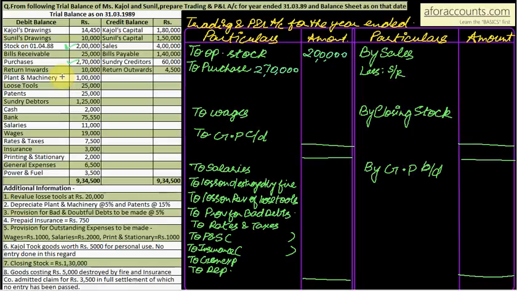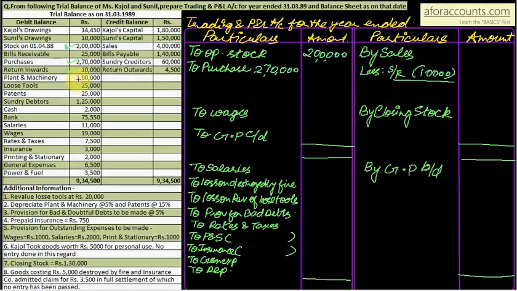Return inward, what does it mean? Some goods have come in, means you must have sold them sometime, so they are coming back to you. So return inward is your sales return 10,000. So sales minus sales return 10,000. When we get the sales figure, then we'll write.